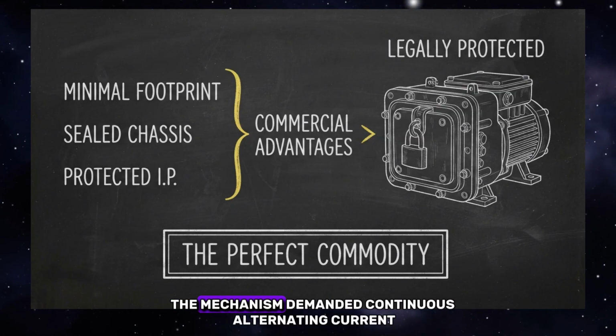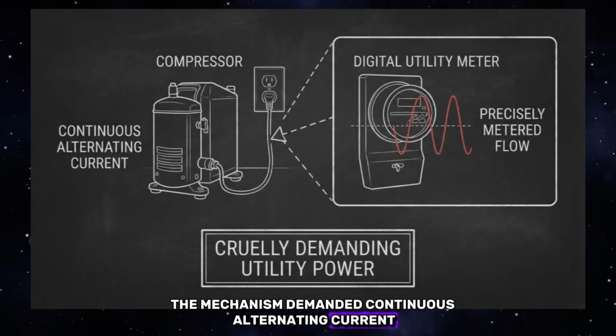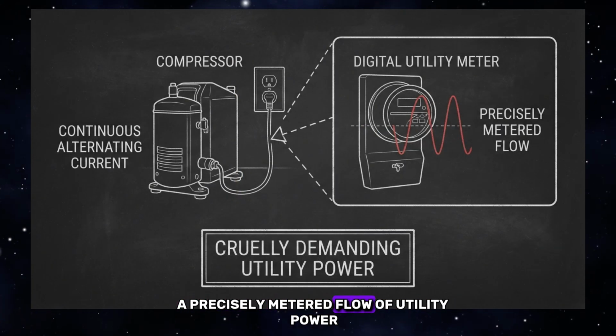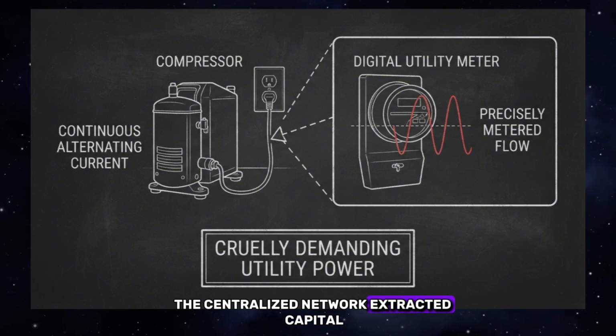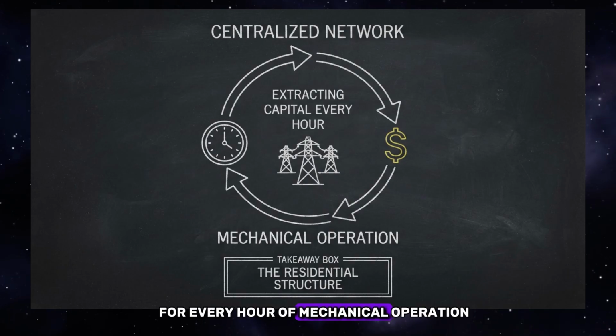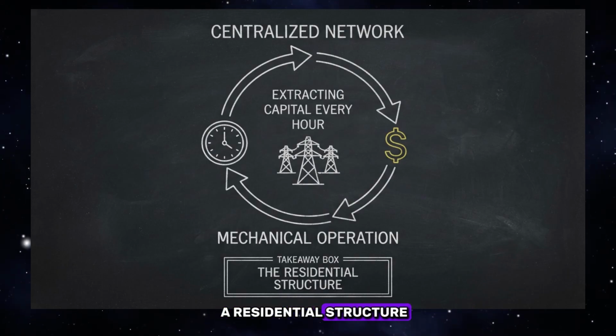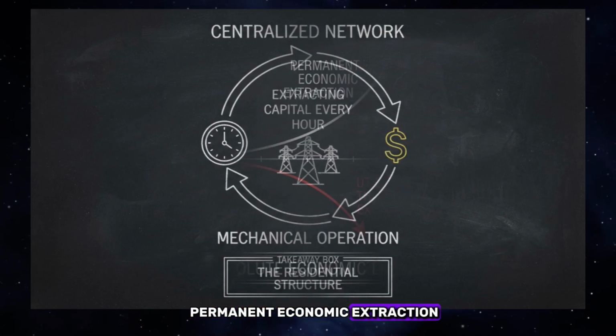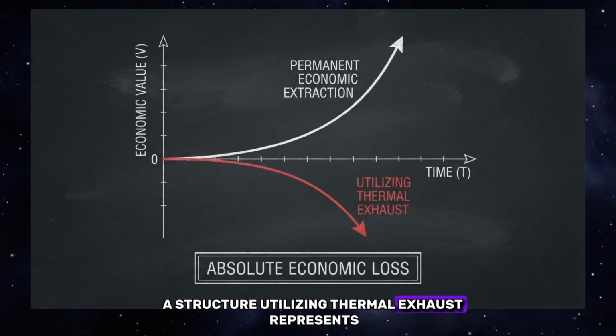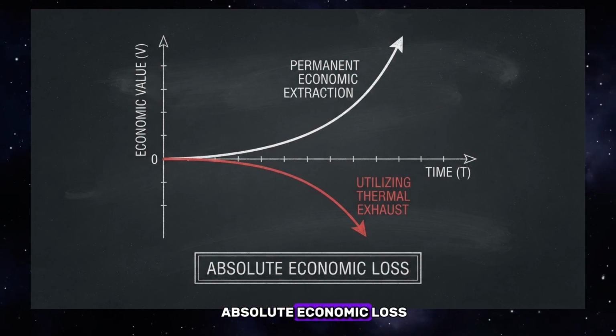Crucially, the mechanism demanded continuous alternating current, a precisely metered flow of utility power flowing to the grid. The centralized network extracted capital for every hour of mechanical operation. A residential structure operating a compressor represents permanent economic extraction. A structure utilizing thermal exhaust represents absolute economic loss.